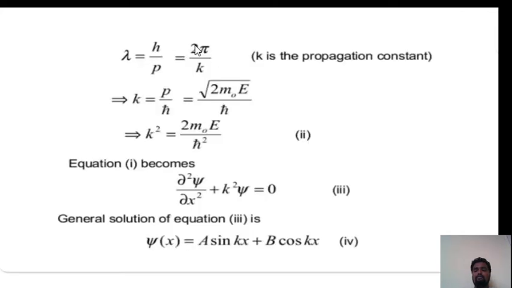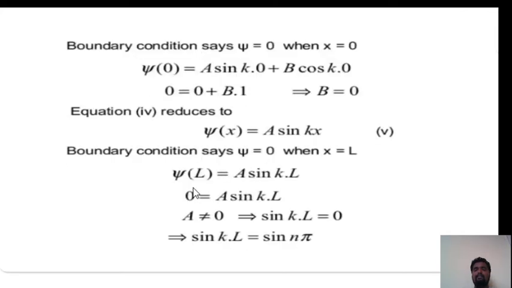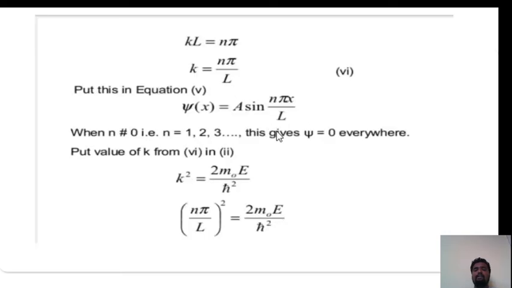Then substitute the value of k in the equation psi of x is equal to A sin kx. We will get psi of x is equal to A sin (n pi by L) x, where the values of n run from 1 to infinity: 1, 2, 3 and so on, where n is not equal to 0. Otherwise this gives psi equal to 0 everywhere.